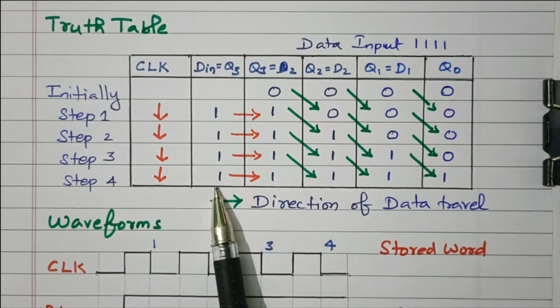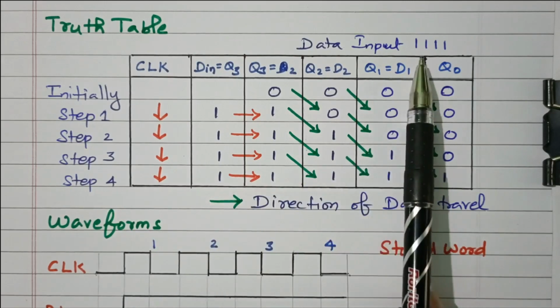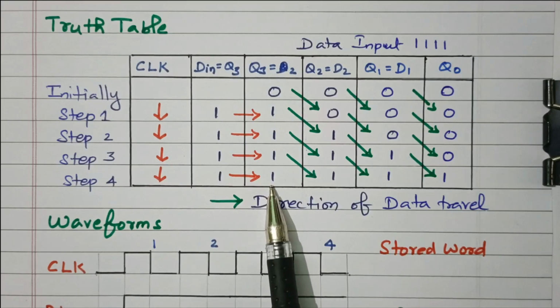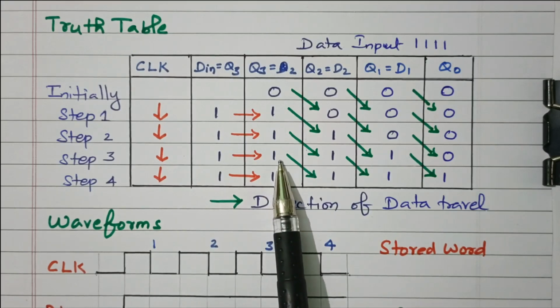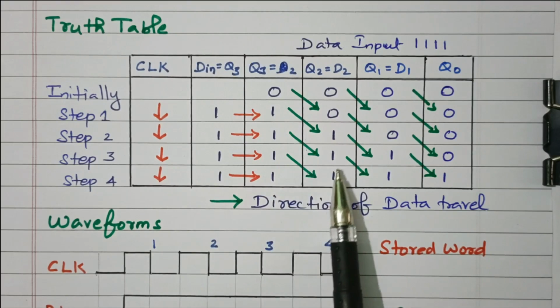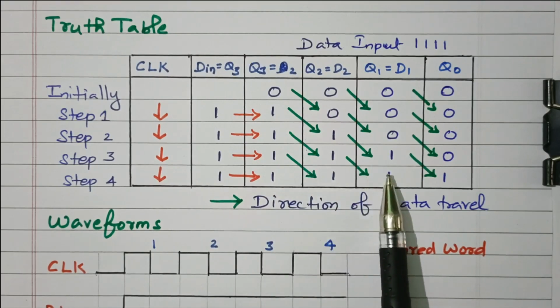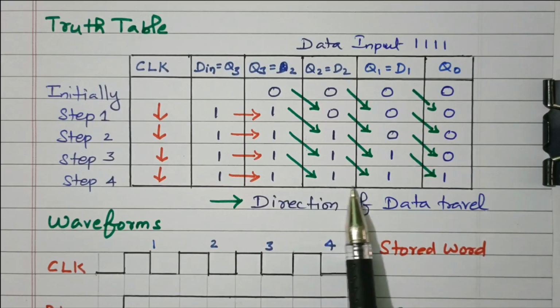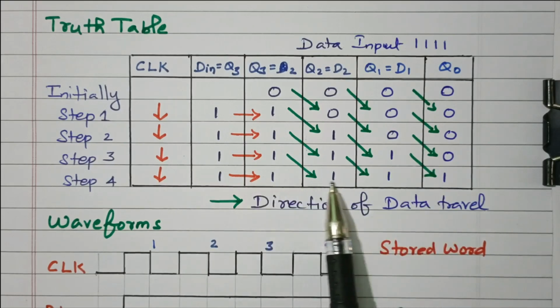Again in step 4, one more 1 is applied, because our data is 1, 1, 1, 1. So this one will go to Q3. The Q3 already available will go to Q2. Q2 will go to Q1. Q1 will go to Q0. So that is 1, 1, 1, 1. Finally we got the data.